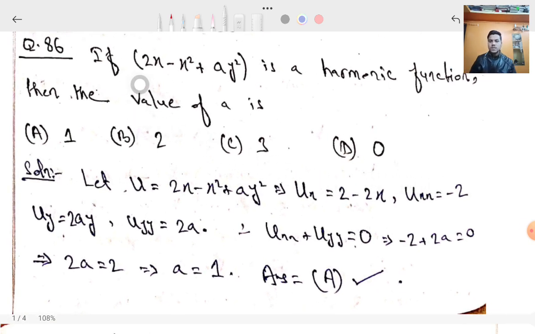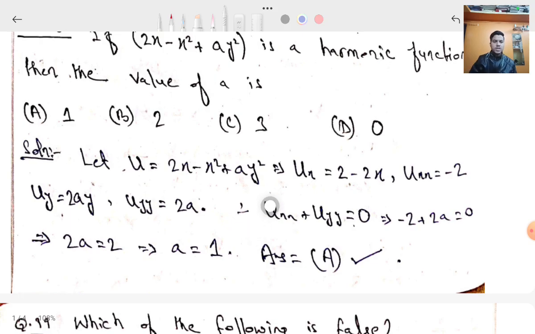Next question is, if 2x minus x square plus a y square is a harmonic function, then the value of a is. So we have to find the value of a. The only condition given is that it is a harmonic function. Then we have to use the Laplace equation, because a harmonic function will satisfy the Laplace equation. Let u equals 2x minus x square plus a y square. Then ux equals 2 minus 2x, uxx equals minus 2. ux is nothing but the partial derivative of u with respect to x. uy equals 2ay, uyy equals 2a.